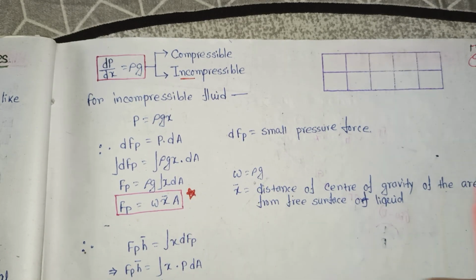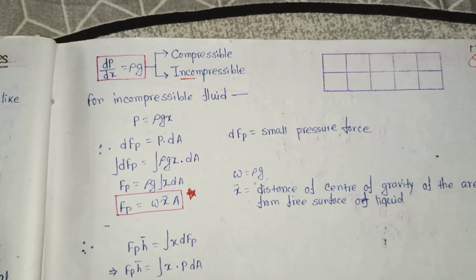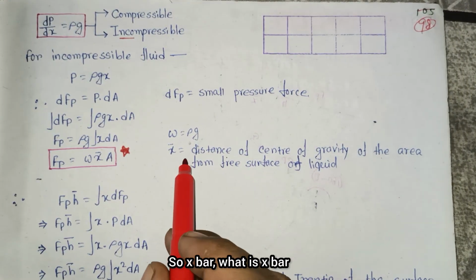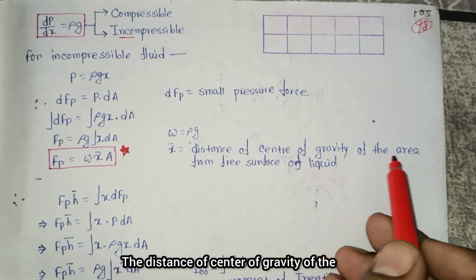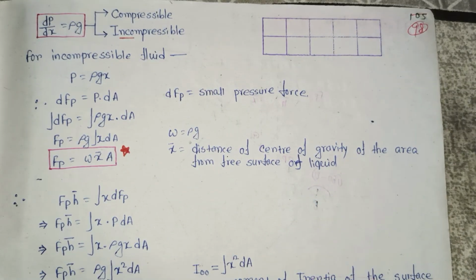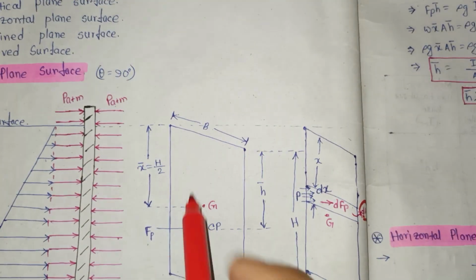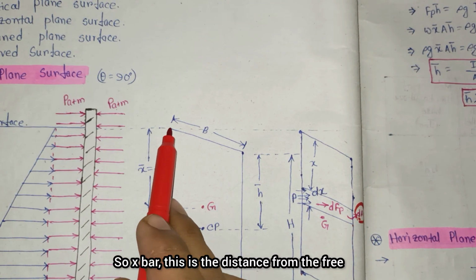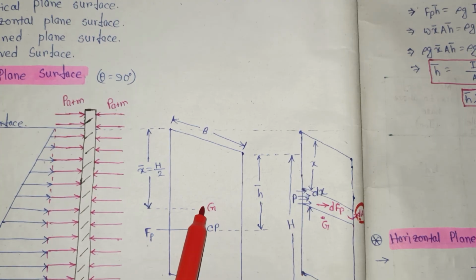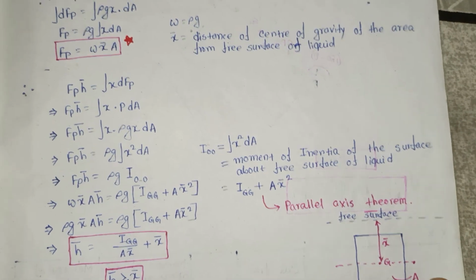So this is very important. This is the pressure force. So x bar, what is x bar? The distance of the center of gravity of the area from the free surface of the liquid. So this is the x bar here, the distance from the free surface to the center of gravity location G. So this is very important.